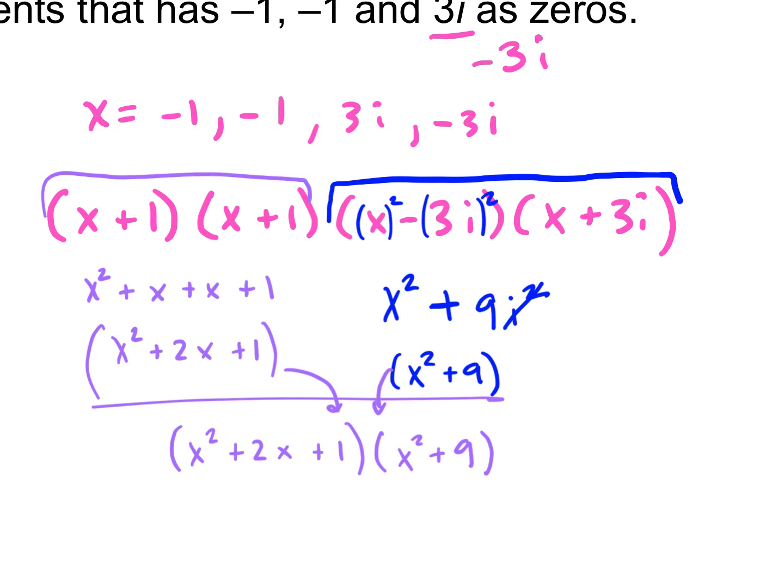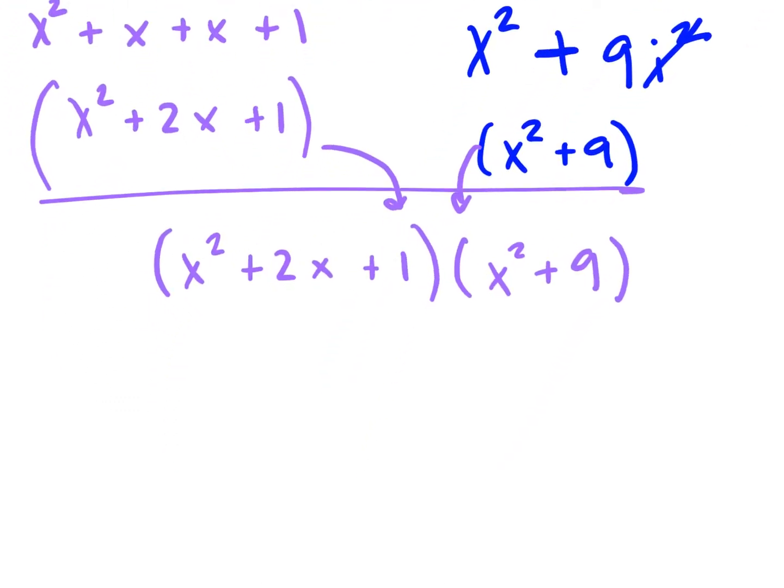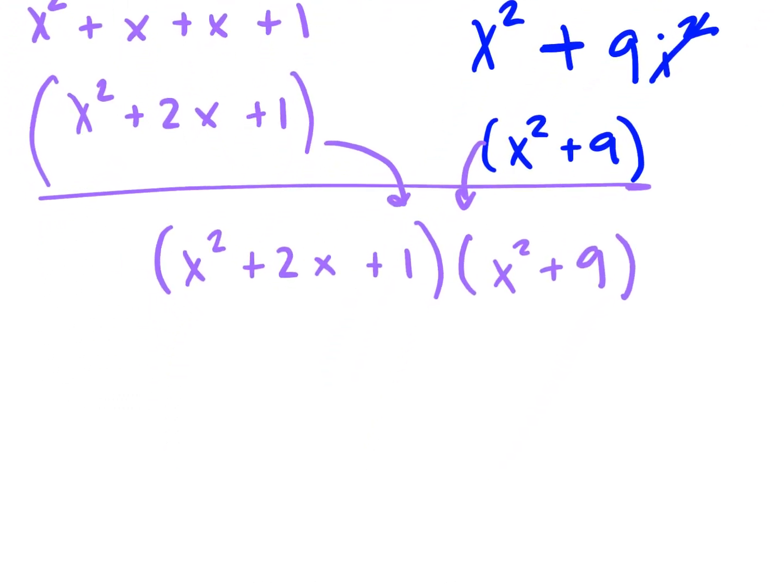So we're foiling, but one of them has 3 terms. So you just have to make sure that everything in your first group gets multiplied to everything in the second. So I'm going to start with x squared. x squared times x squared would be what? x to the 4th. What's x squared times 9?